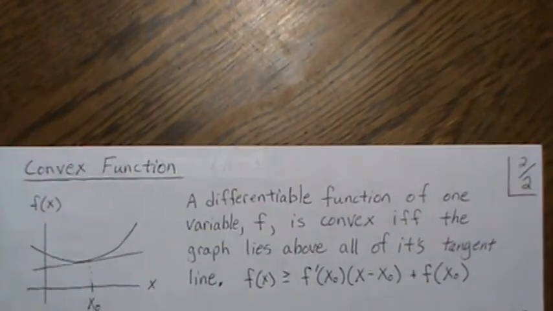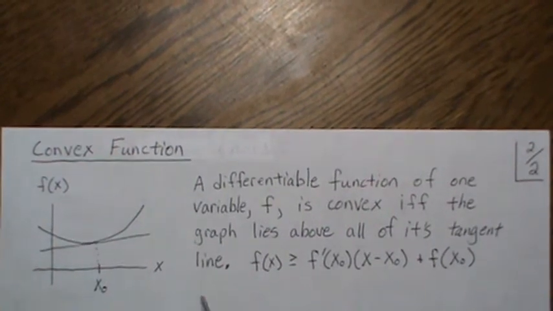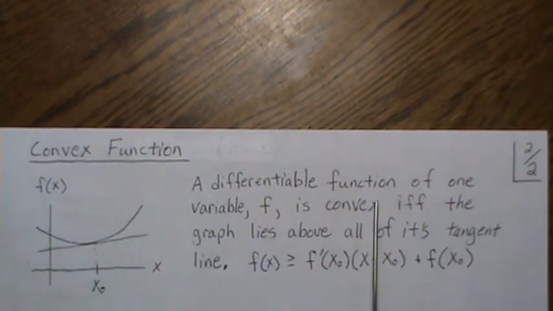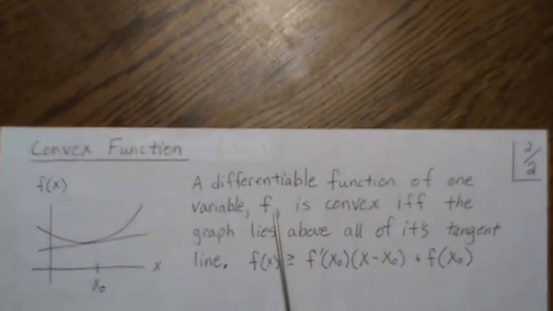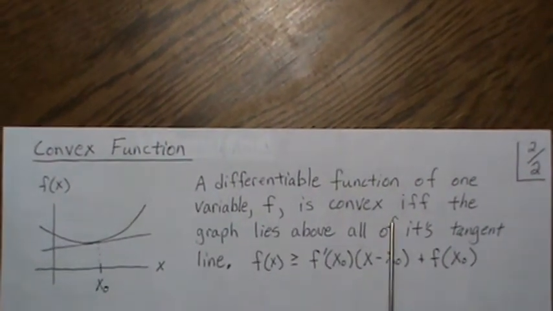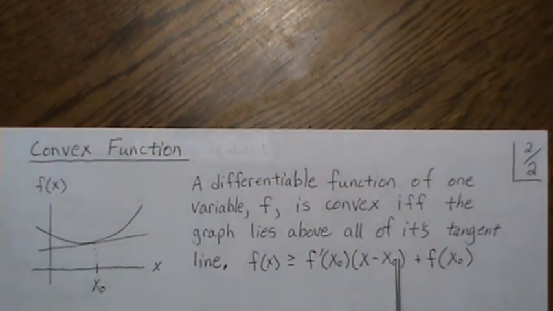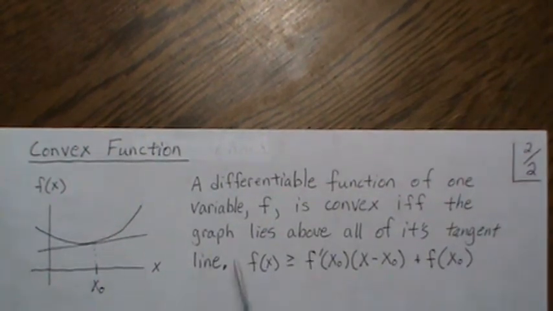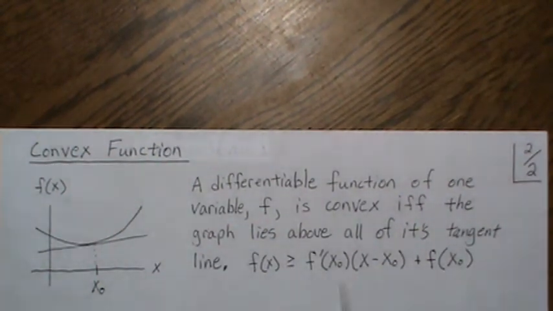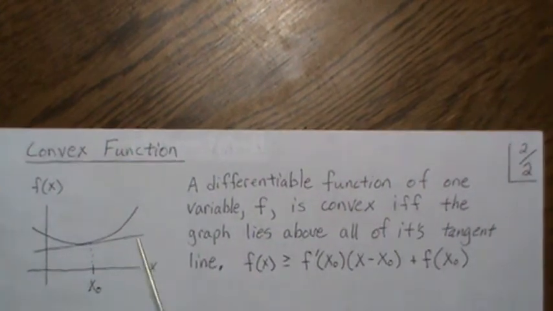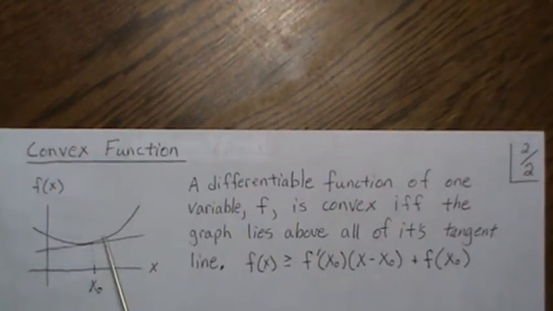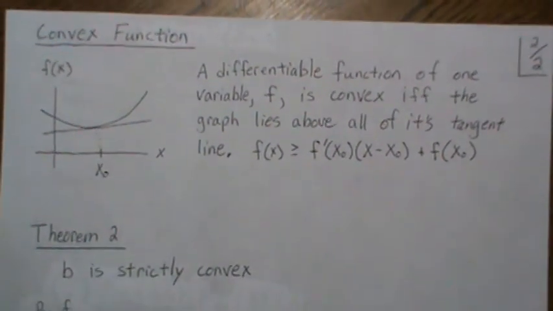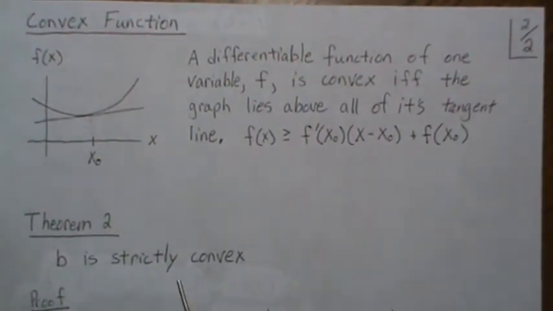Okay, so last page. So a quick definition, a convex function. If it's a differentiable function of one variable, say call it f, it is convex if and only if the graph lies above all of its tangent lines. So f of x, which is this, lies above all the tangent lines. So pick a point, find a tangent line, and the entire graph is above it. So this is one way to define convex functions. So theorem 2, B is strictly convex.